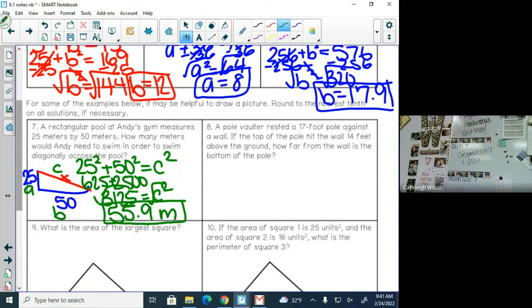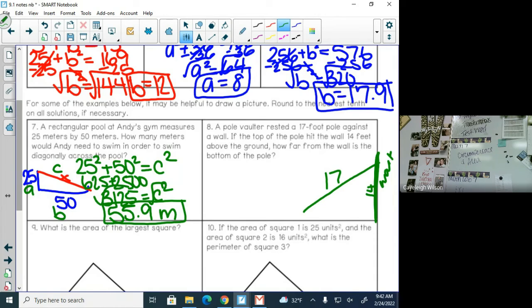All right, we're gonna draw a picture for the next one too. All right, so it says a pole vaulter rested a 17-foot pole against the wall. So here's my wall. He rested a pole. When you rest something against the wall, it's a diagonal. So he takes this 17-foot pole and he rests it against the wall. It says that that pole hit 14 feet up the wall. So this length right here is 14 feet.